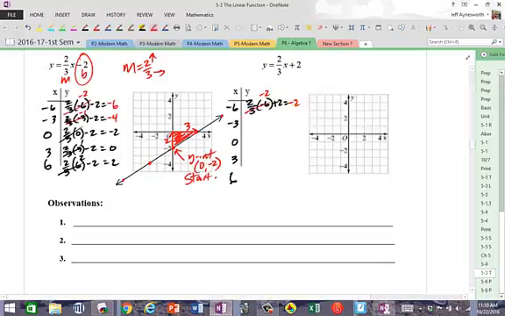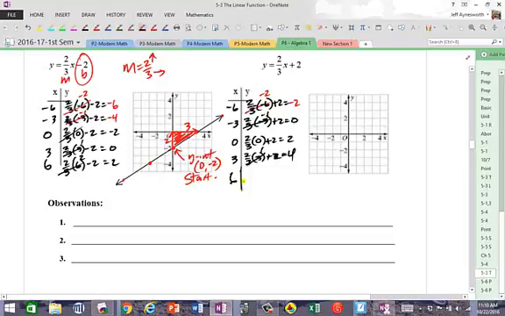2 thirds times negative 3, plus 2. Divide to get negative 1, times 2 is negative 2, plus 2 is 0. 2 thirds times 0, plus 2 is just 2. 2 thirds times 3, plus 2. 2 times 1 is 2, plus 2 is 4. And last one, 2 thirds times 6 plus 2. 2 times 2 is 4, plus 2 is 6.